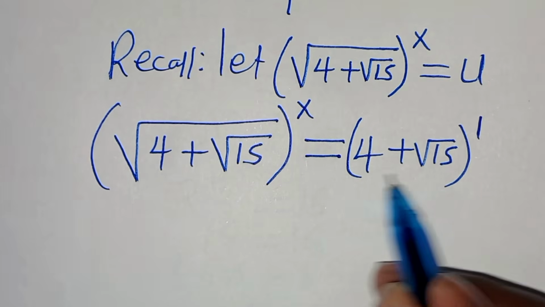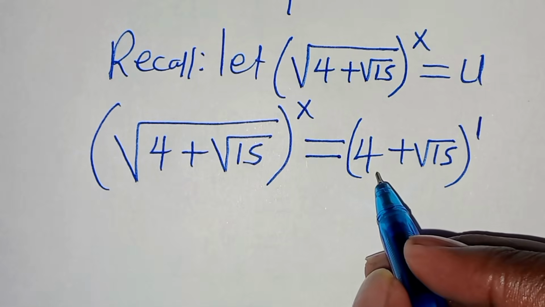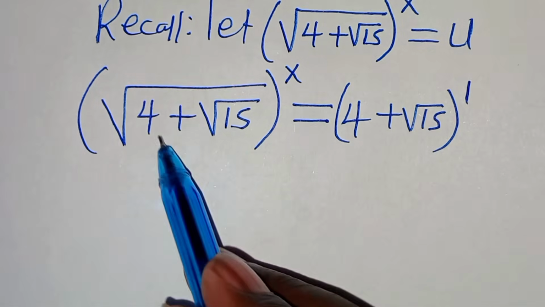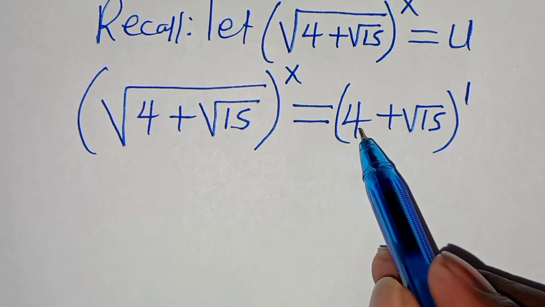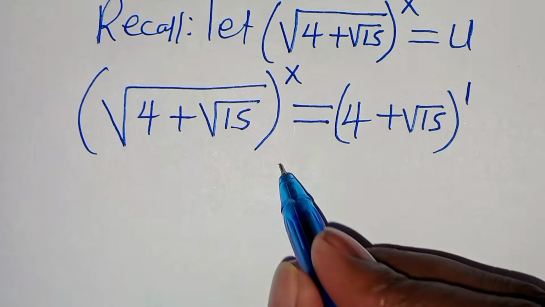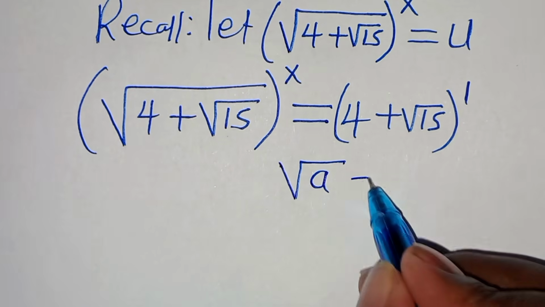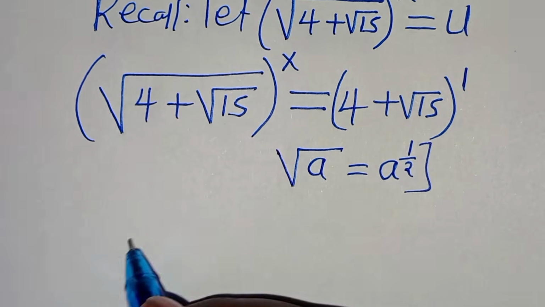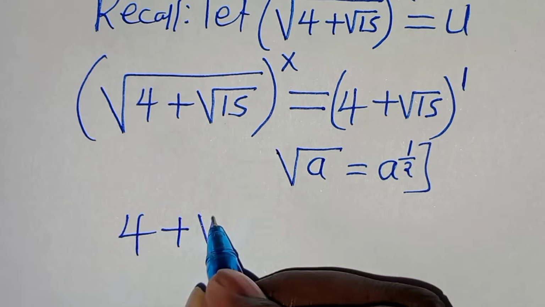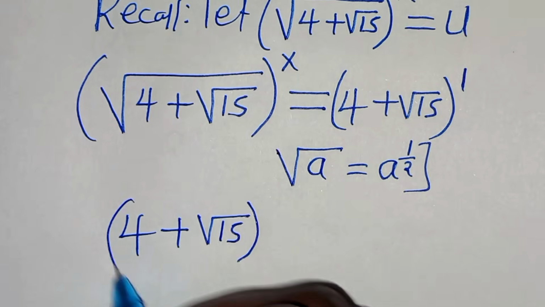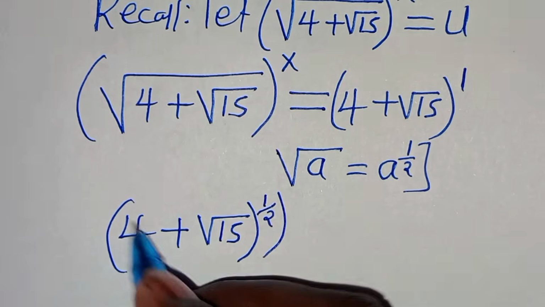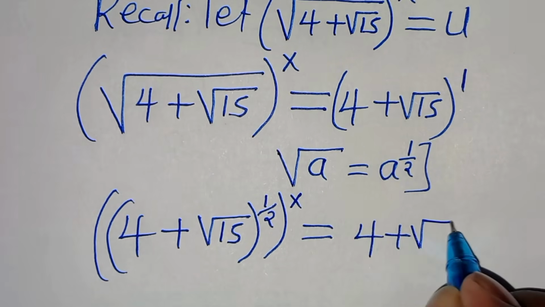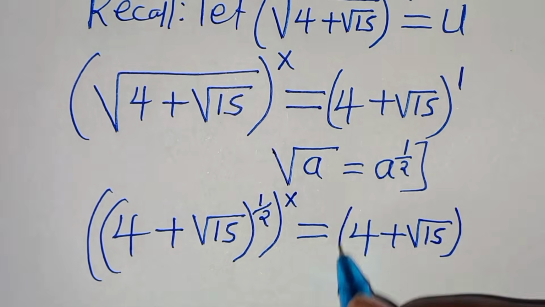Since the bases are common here, remember this is the square root of 4 plus square root of 15. Now, remember, if you have the square root of a, we can express this as a to the power of a half. So we can express this as 4 plus square root of 15 raised to the power of a half, then raised to the power of x. This is equal to 4 plus square root of 15, remember, raised to the power of 1.